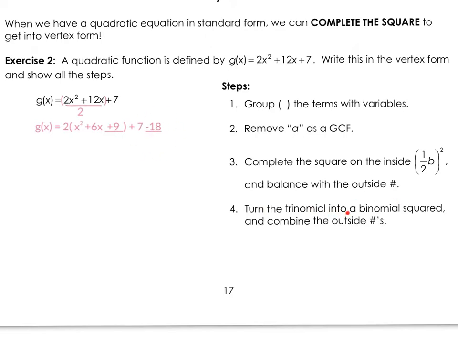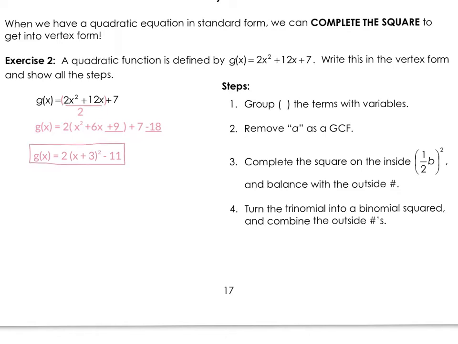Now we need to turn the trinomial into a binomial squared. The whole point of creating this was so that it could look like a square again. And what's the side of the square? It would be x plus 3. So this trinomial is going to be replaced with x plus 3 squared. Still have the 2 out front, and now we need to combine the 7 minus 18 to get negative 11, so minus 11 on the outside here. And that's it. This is the vertex form.